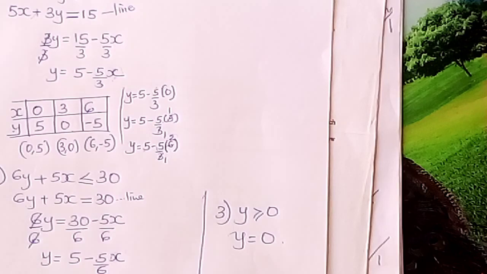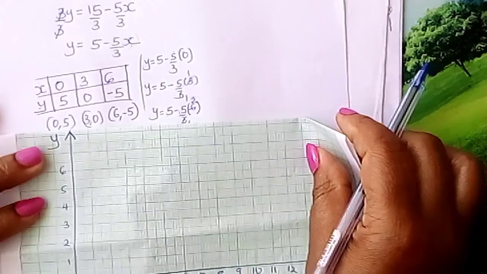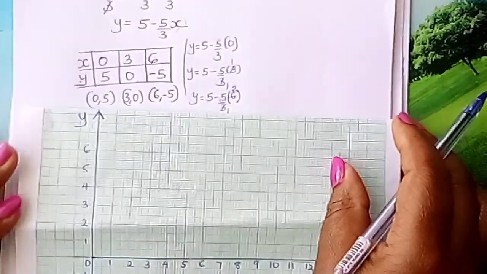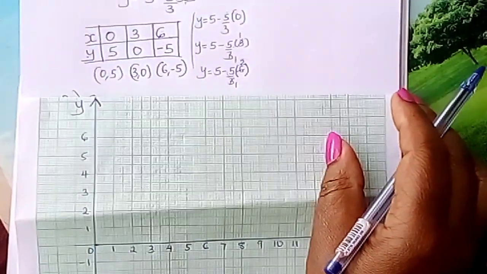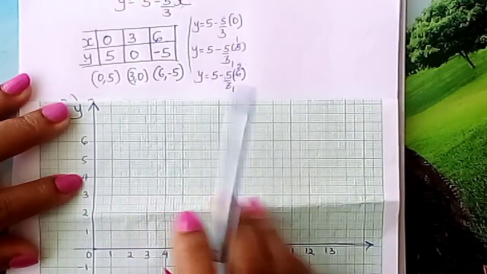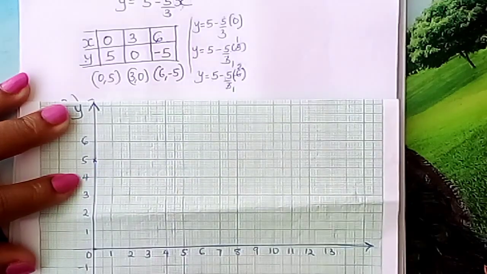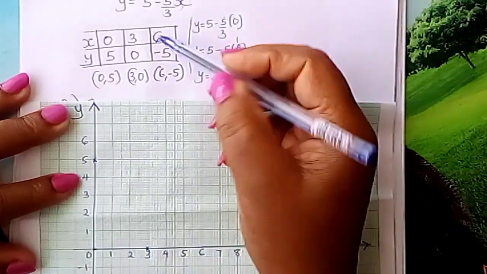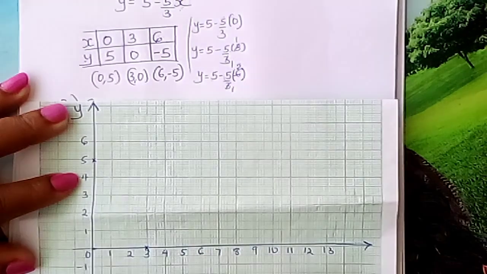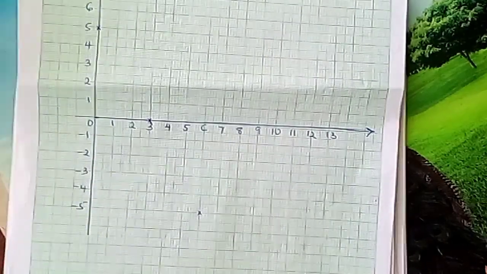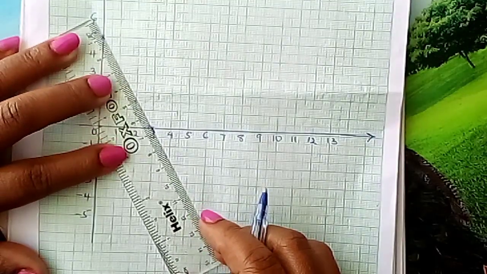So you draw the lines. How do you draw the lines? What is the first line? First line is where here it is. You want to plot this 0, 5, fix it there. You go to 3, 0. There we are. 6, negative 5, 6 is there. Negative 5 is here. Then you join all these points with a ruler.